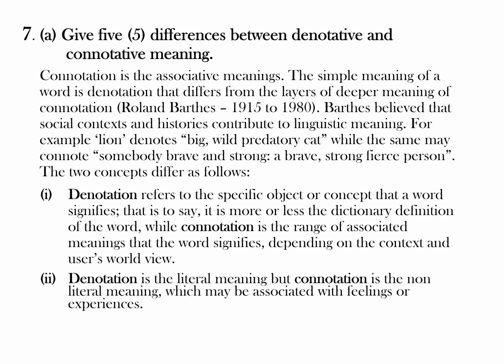1. Denotation refers to the specific object or concept that a word signifies. That is to say, it is more or less the dictionary definition of the word, while connotation is the range of associated meanings that the word signifies depending on the context and user's worldview.